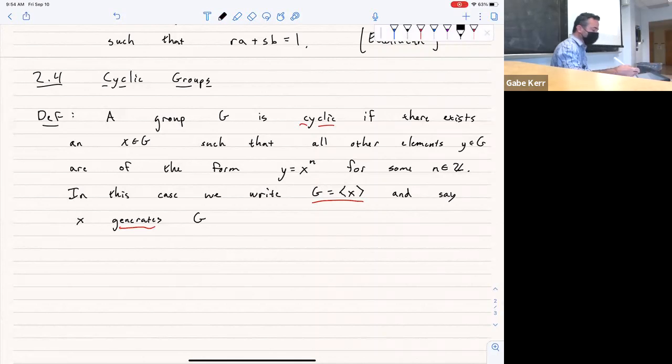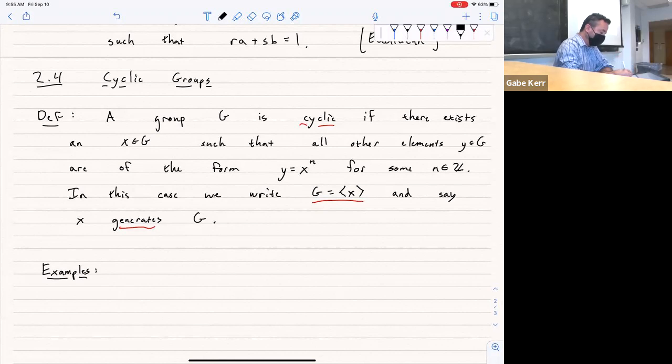So, examples. This is written multiplicatively, but whatever your notation is, if you use additive notation, then you just have to replace X to the N by N times X. You're taking the operation N times.